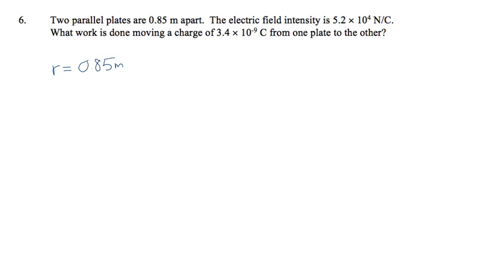Now, even if they didn't use the word electric field intensity, I know it's going to be electric field intensity because the only thing that's measured in newtons per coulomb is electric field. So that number is going to be 5.2 times 10 to the fourth newtons per coulomb.